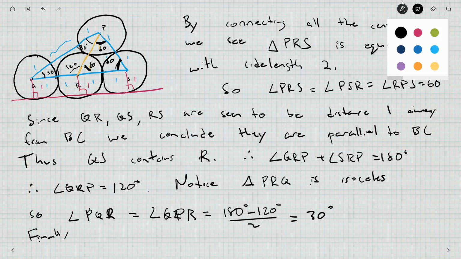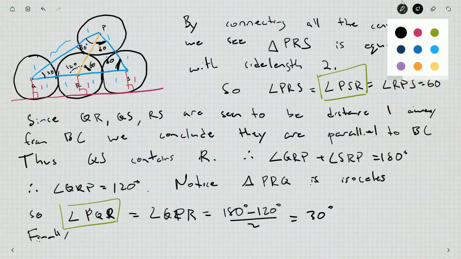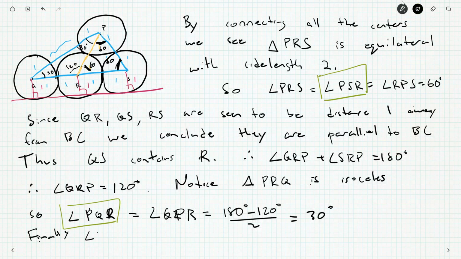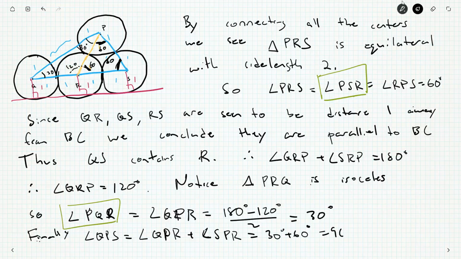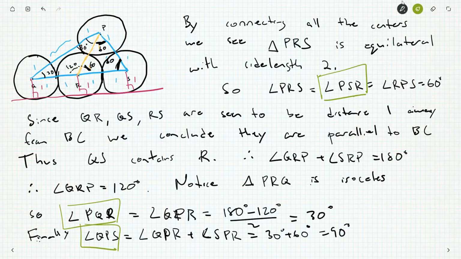So the angles that we cared about, the ones that they want us to find, this one right here, PQR, this one right here, and finally, angle QPS is equal to angle QPR plus angle SPR, which is 30 degrees plus 60 degrees equals 90 degrees. And you put a therefore statement, and get all the angles together. I'm just boxing them up so it's clear that I do have all the angles calculated here.